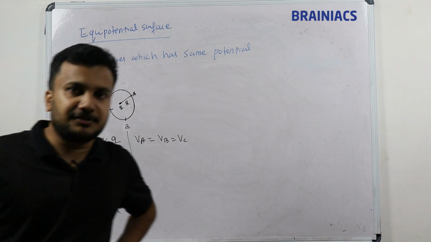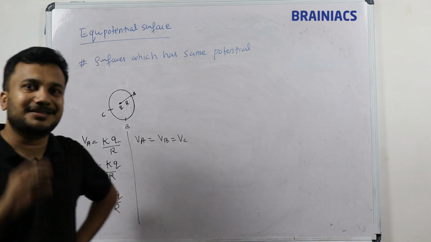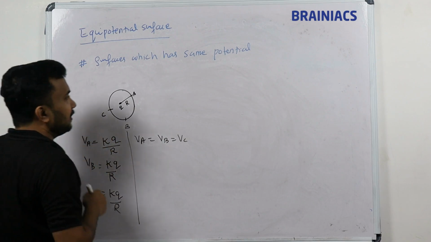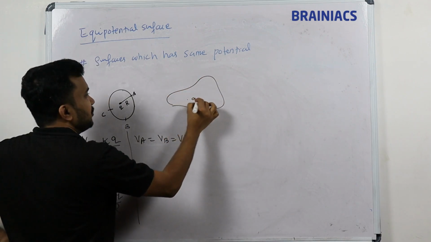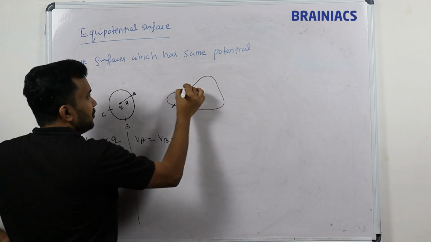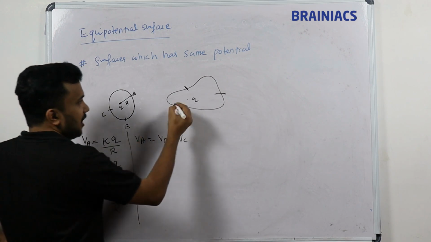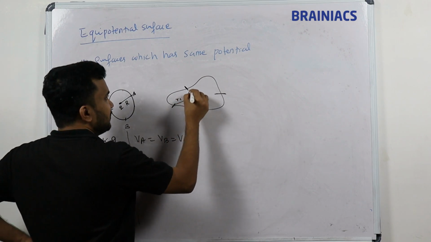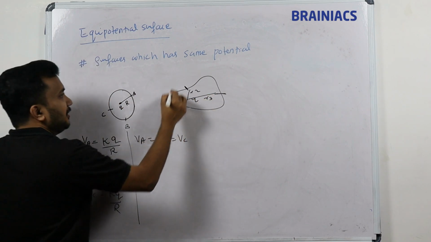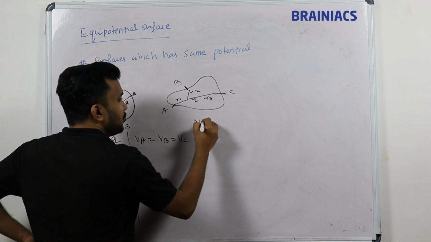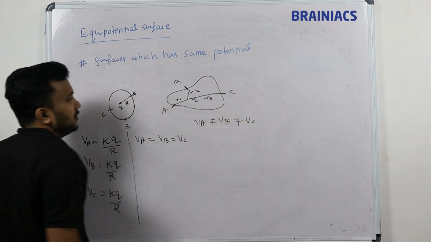So equipotential surfaces are the surfaces in which the potential all over it is same. But instead of taking this one, suppose I am taking an irregular structure and I place a charge here. So potential here, potential here, potential here will be same or different? It is different, because the charge will be there but this distance is r1, this distance is r2, this distance is r3. So the distances are different, A, B, C. So you can say potential of A is not equal to potential of B is not equal to potential of C.